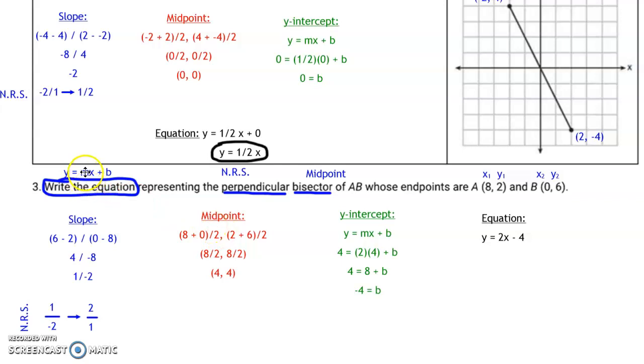Writing the equation, y equals mx plus b. Perpendicular, negative reciprocal slope. Bisector, midpoint. Points, use the formula. This should be, by now, a procedure that you know how to do. Hopefully you're able to follow this math. It's the same exact math from the previous problems.